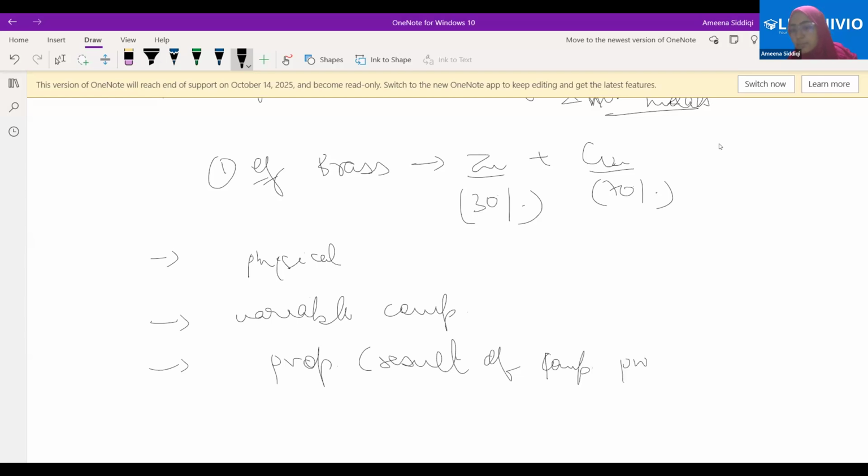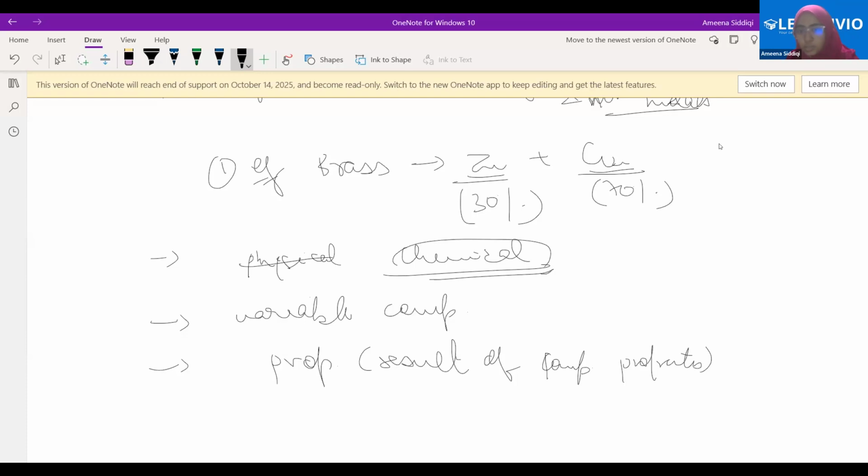Components properties. There's just one different point here. In case of alloys, be mindful of what I'm saying. In case of alloys, the bonding is between two or more than two elements. These are elements, right? Metals and non-metals are categorized under elements. So the bonding is not physical, but rather chemical. Chemical bonding will take place.